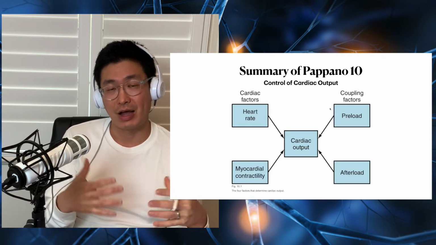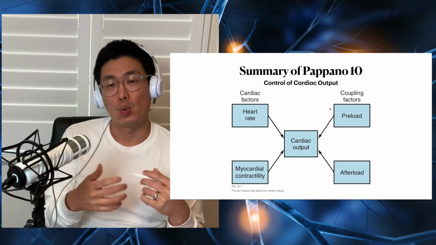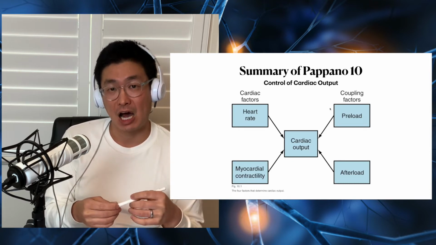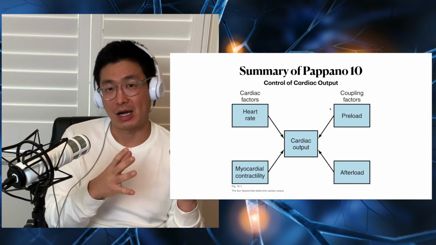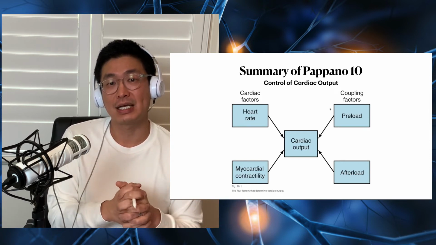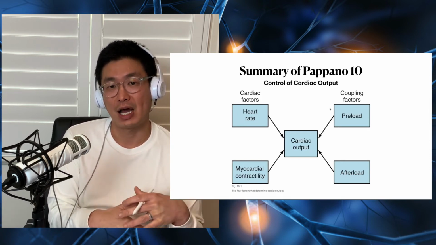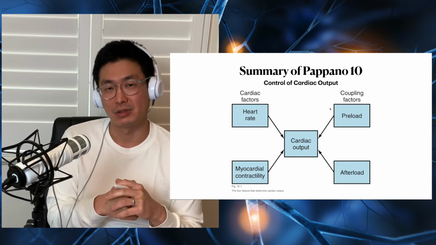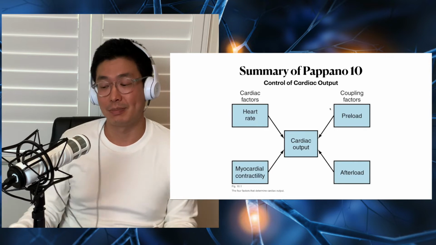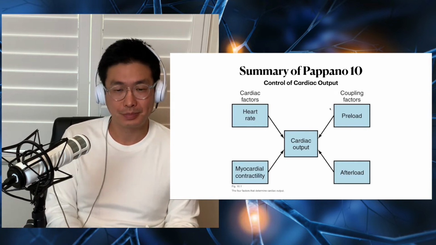In other words, if I got asked a question on what are the factors that affect cardiac output, I would say there are cardiac factors and coupling factors. Cardiac factors are heart rate and myocardial contractility. Coupling factors are preload and afterload. And I think that really sums it up really well.